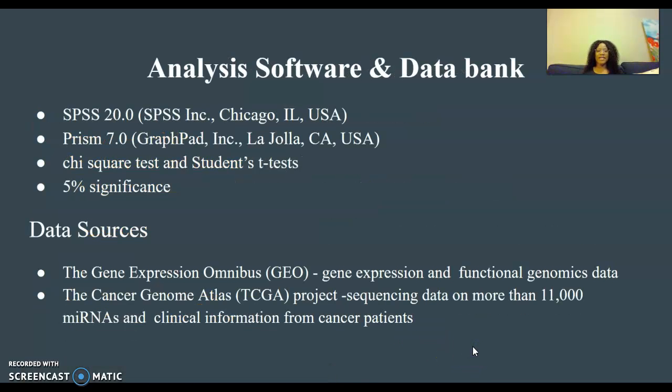Analysis software and data bank. They used SPSS to analyze the results. They also used PRIMER, chi-square test, and student t-test, and also used a 5% significance level. The data source. They used data from the Gene Expression Omnibus and the Cancer Genome Atlas.